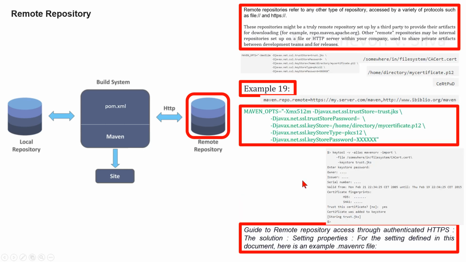Now we are considering the guide to remote repository access through authenticated HTTPS. Now we are considering how to configure Maven access to a remote repository. That site sits behind an HTTP server, which requires client authentication with certificates. The problem is there is a Maven repository over HTTP.